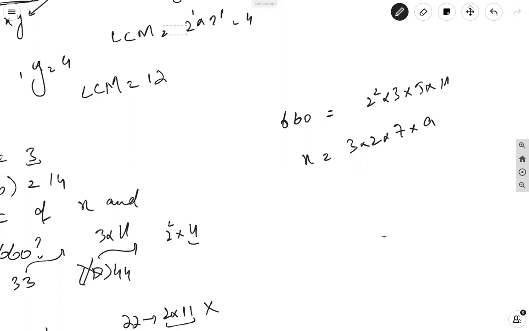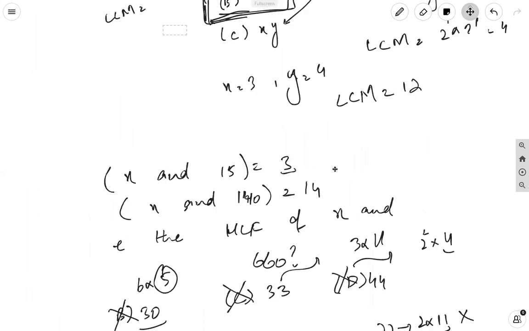3 into 2, some multiple of 3 into 2, because we don't know about a, right? Okay, so the HCF will be some multiple of 6. Let's consider this as 6a, right? Now just move to the options.